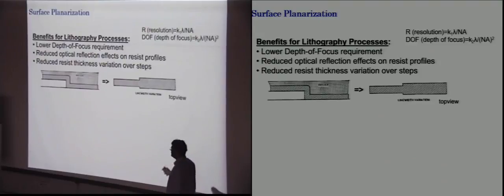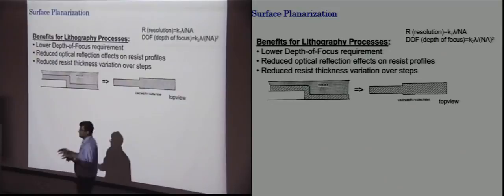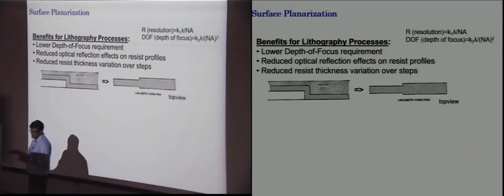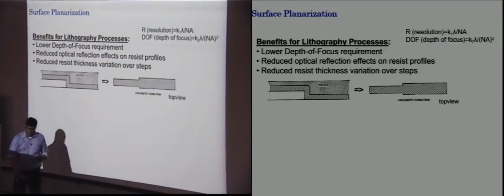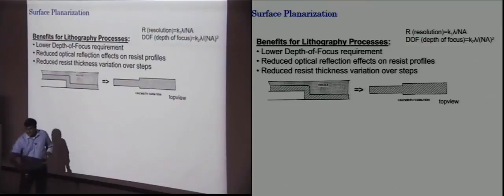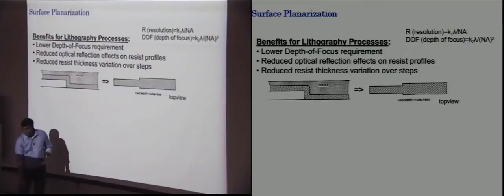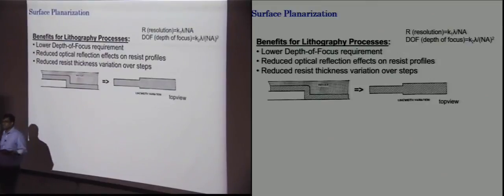So the depth of focus is the ability of the lensing system to project the image of the mask on all parts of the wafer. So let's say this is the wafer, and you have certain parts of the wafer which are this high and certain parts of the wafer which are very low. If the lensing system has to project the image of the mask on this part and on this part equally well, such that it can do lithography, the depth of focus of the system has to be high.